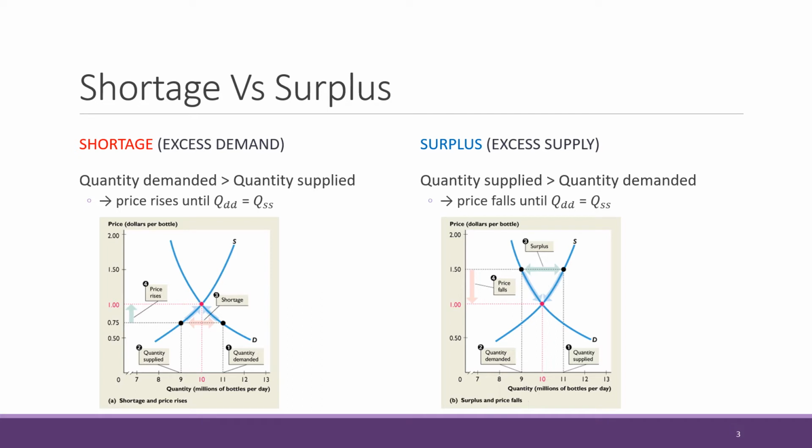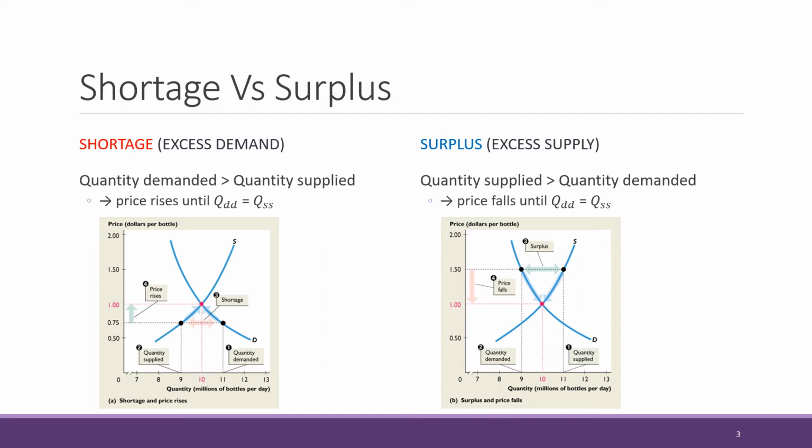Shortage means excess demand. It happens when quantity demanded is more than quantity supplied. When shortage happens, products are selling below equilibrium price. The market will force product price to increase until quantity demanded is equal to quantity supplied.